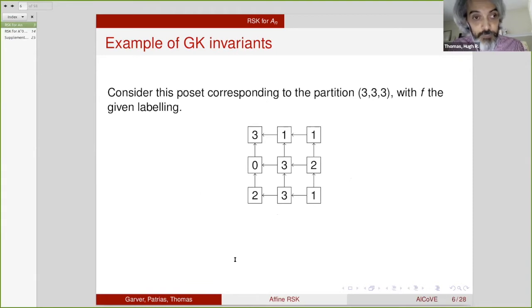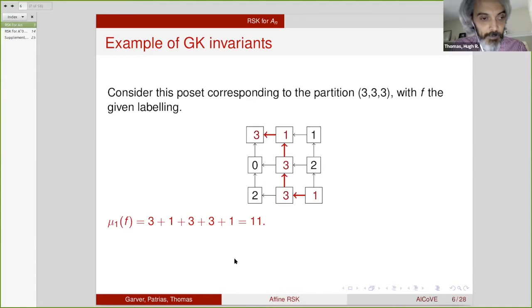So for example, here's this poset. This is the poset corresponding to the partition 3, 3, 3. But here I really drew it as a poset just to make it look really like a poset. And so if we were trying to calculate these invariants for this poset, mu1, we're looking at the chain here where the sum is largest, and it turns out it's this one. So mu1 is 11.